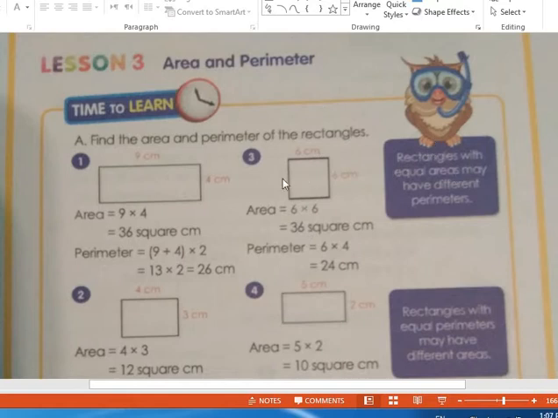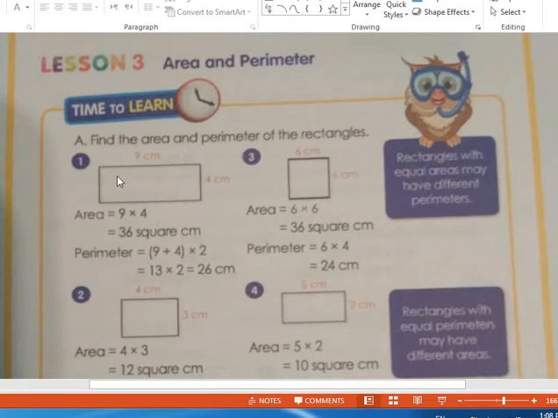The owl here tells us what? The owl is called Suka. Suka tells us that rectangles with equal areas may have different perimeters. Thanks, Suka. Find the area and the perimeter of the rectangles.